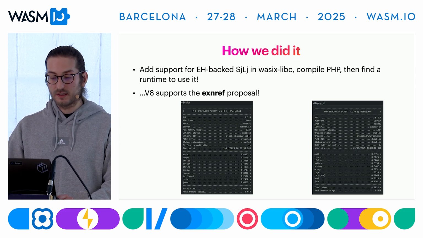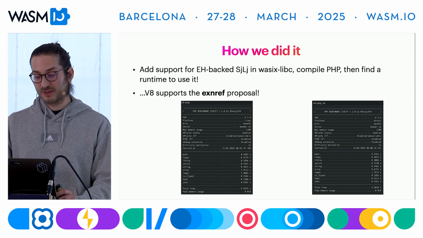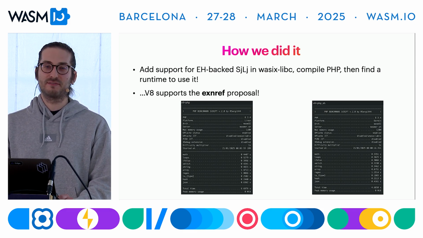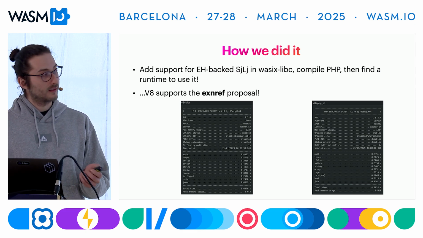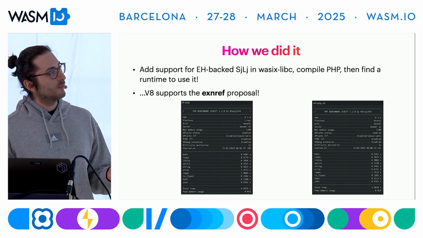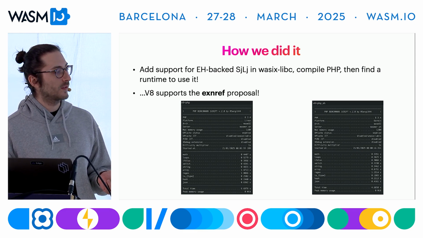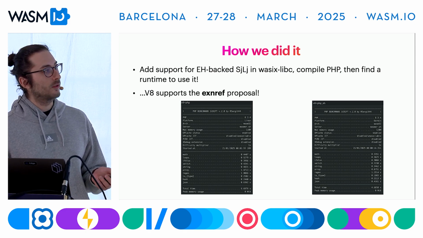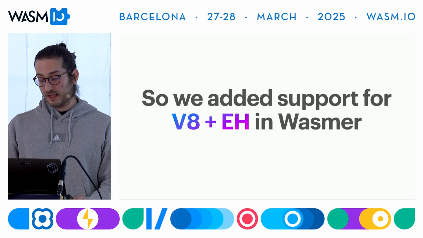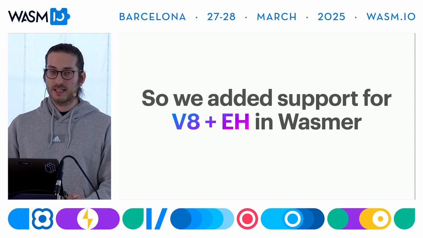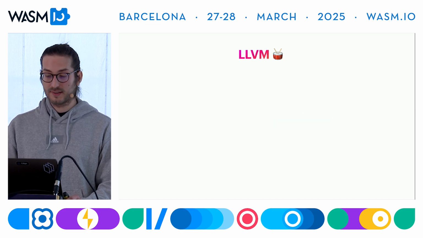So you can see here in this figure, we have this anecdotal result, so to speak, which does not really have a statistical balance, but it's just a rule of thumb of the execution speed. And you can see here, where is it? This is this benchmark run with V8 with normal non-EH-backed PHP. You can see it's almost 6.7 seconds. And with exception handling, it is 4.7, which is already great. But yeah, we had the support for V8 and exception handling in Wasm, but can we actually make it even faster? And here comes LLVM.